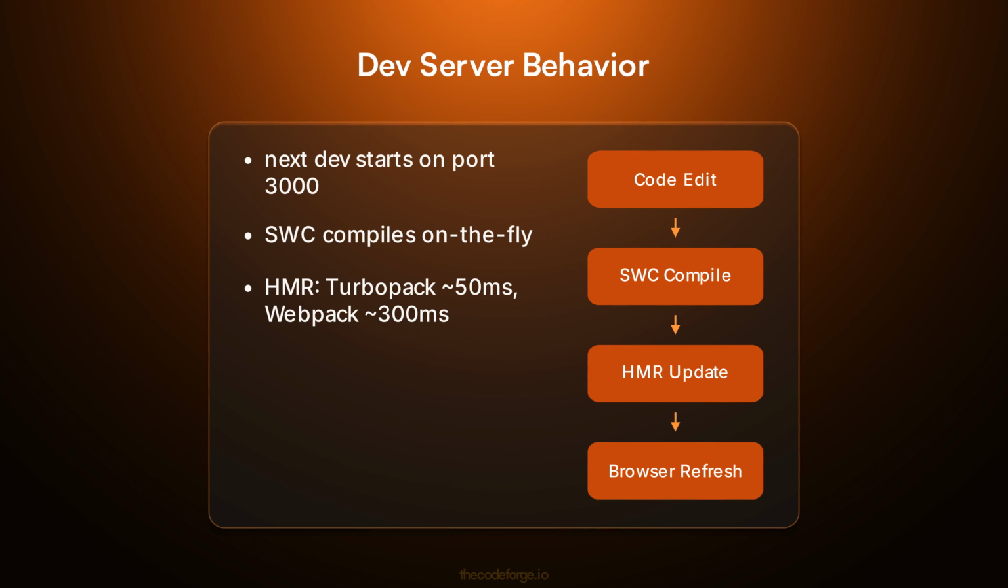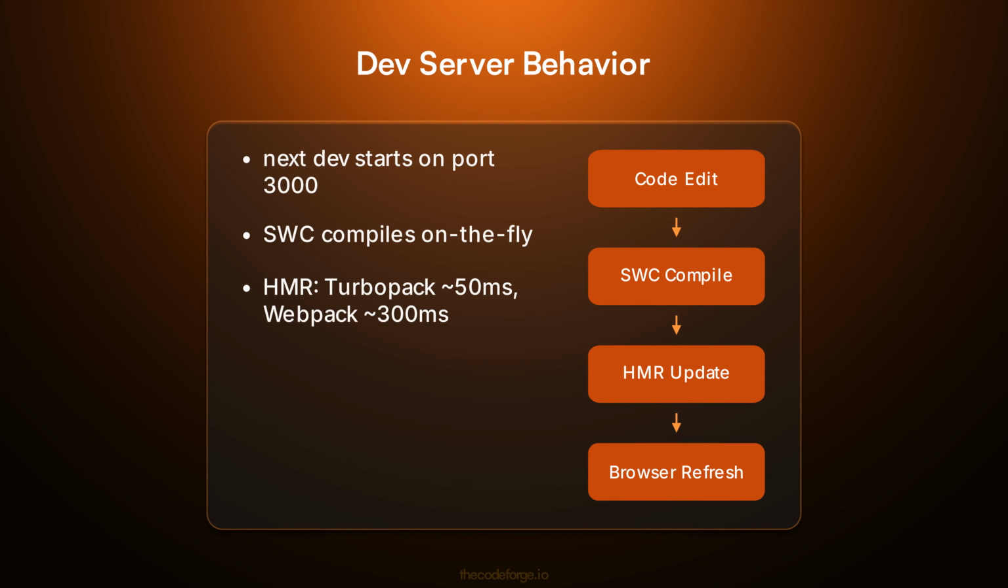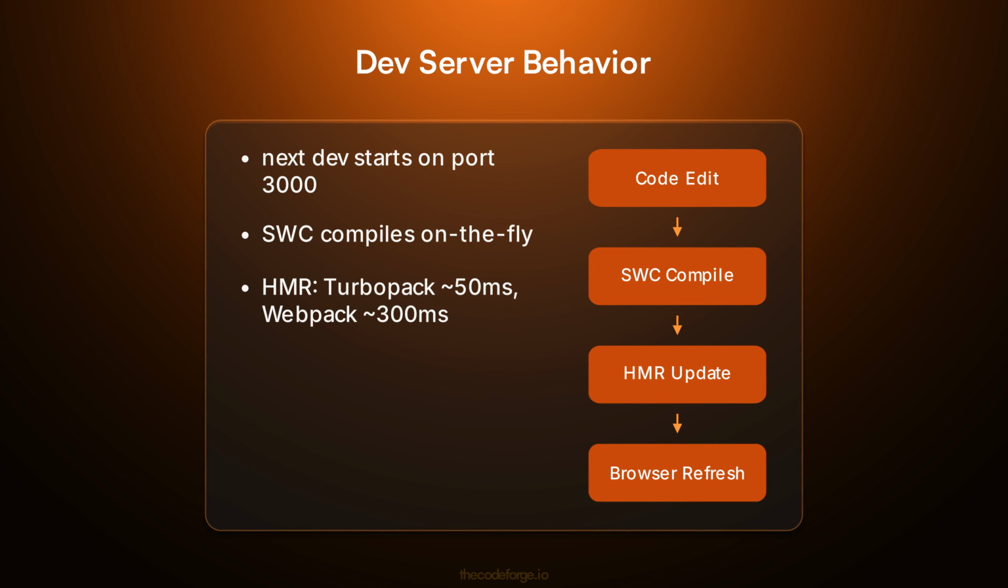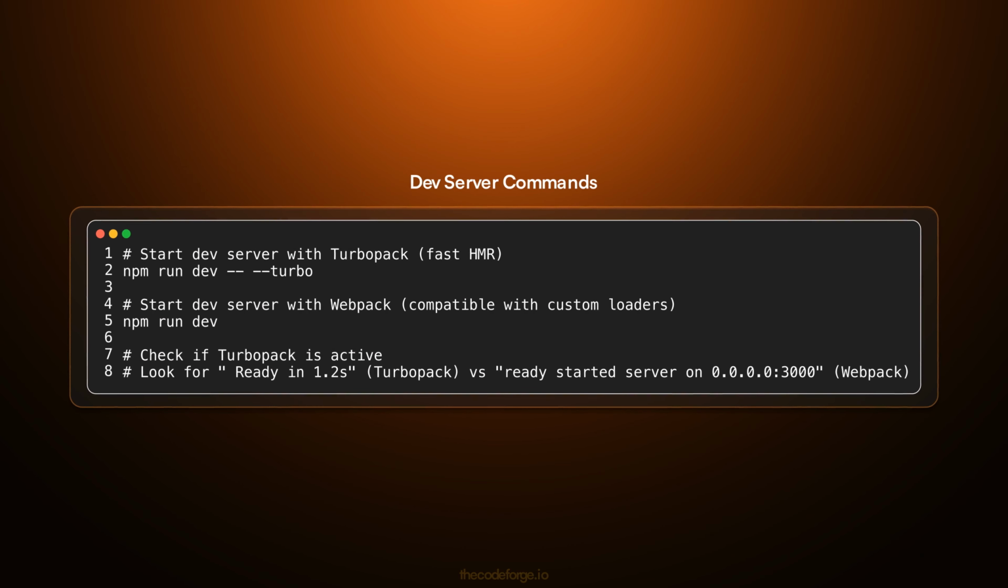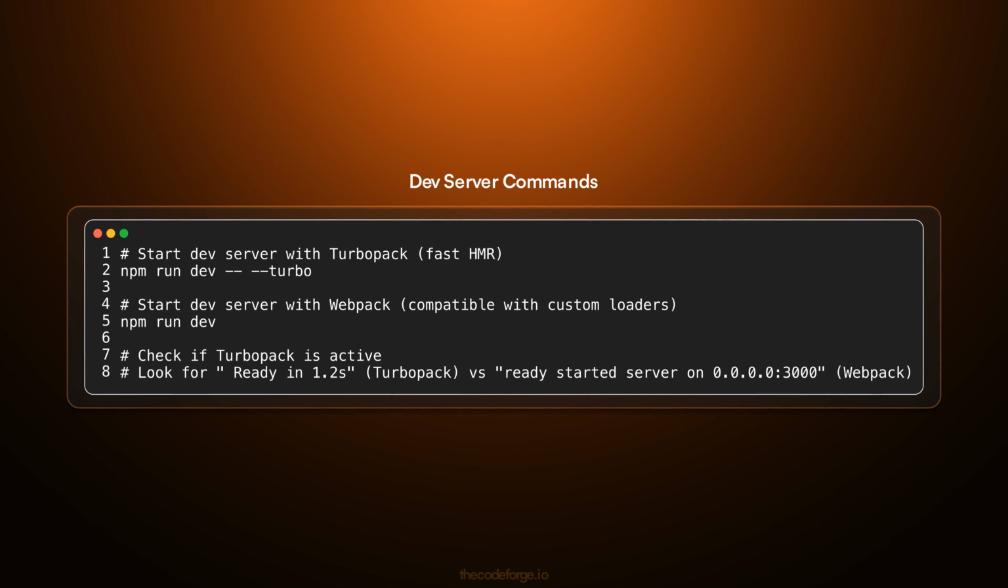When you run npm run dev, Next.js starts a development server on port 3000. It compiles your code on the fly using SWC, starts a file watcher, and sets up hot module replacement. With Turbopack, HMR is nearly instant, changes reflect in under 50 ms. Use --turbo to enable Turbopack. You can tell if it's active by the startup message. Turbopack shows a checkmark in the startup message, Webpack shows Ready, Started server.